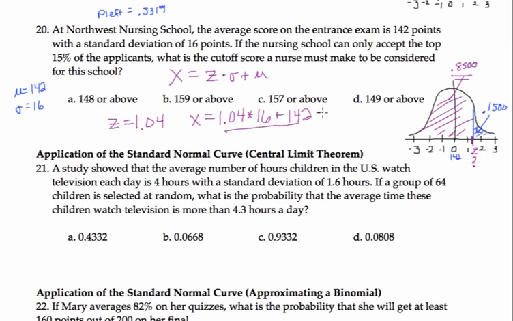Plug that into your calculator. You get 158.64. So that's going to be B, 159 or above.